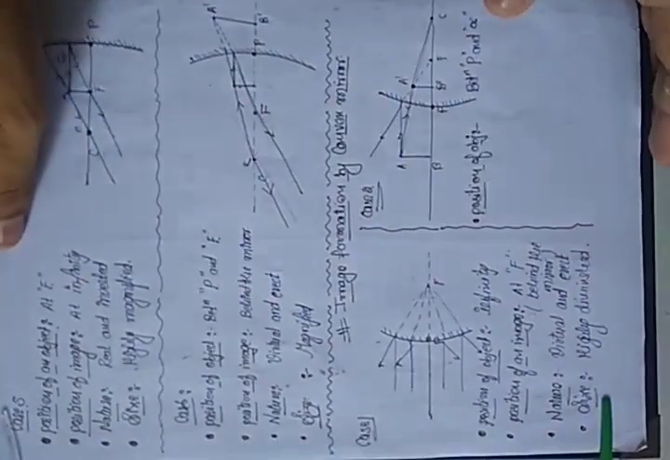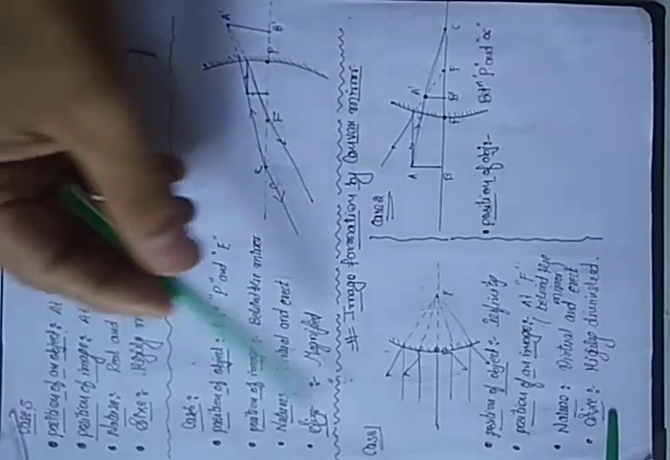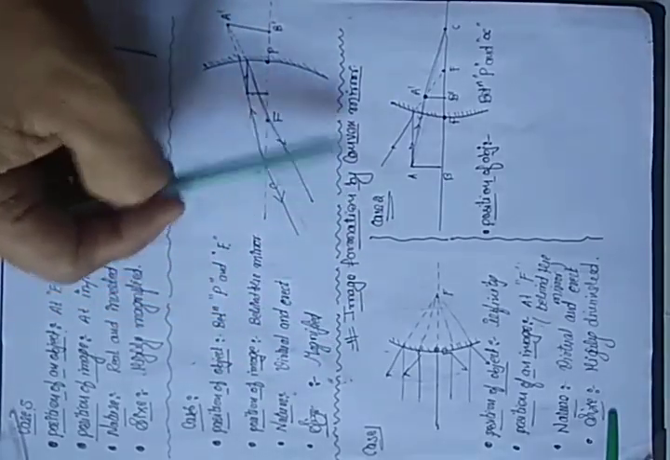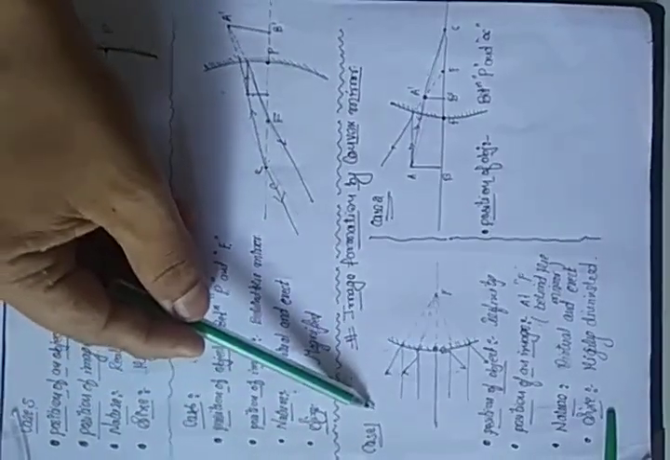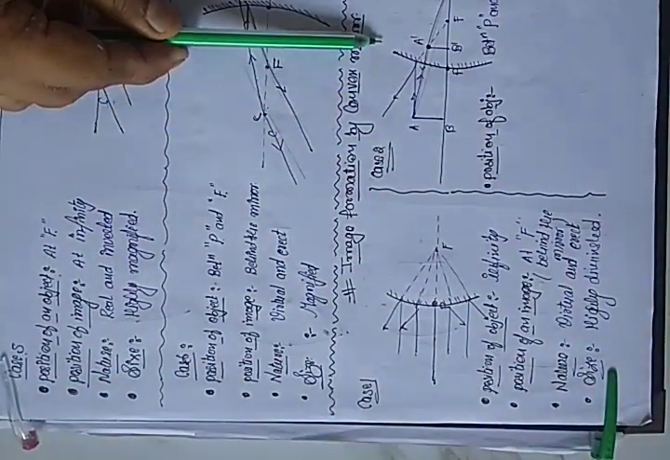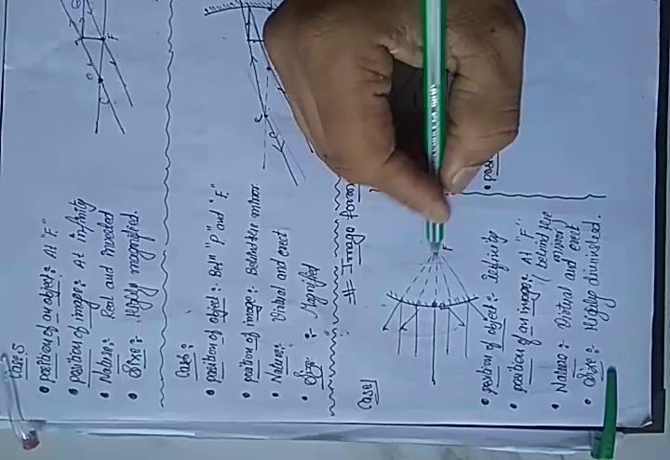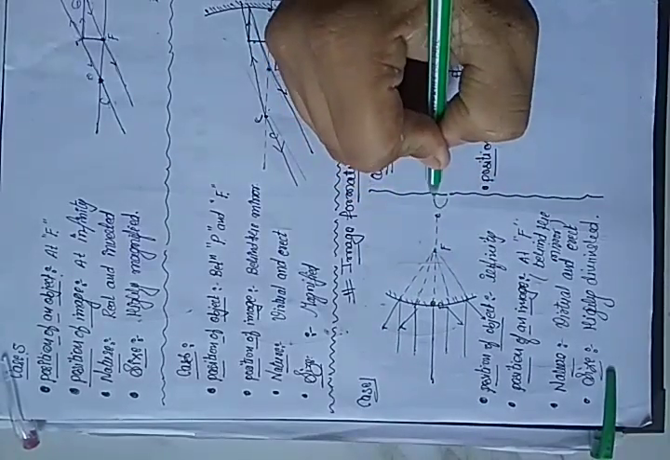Now, moving very rapidly to image formation by a convex mirror. Here in convex mirror we have only 2 cases. This is our case number 1, and we have case number 2. So what is case number 1? Suppose we have a convex mirror. This is pole, this is focus, here it is center.